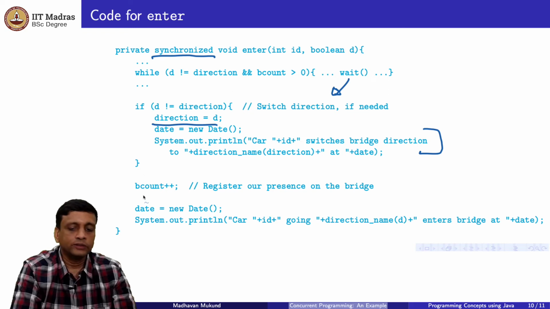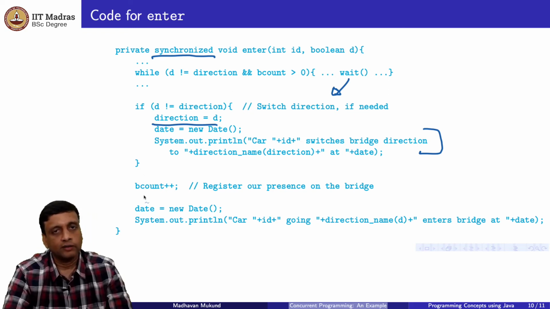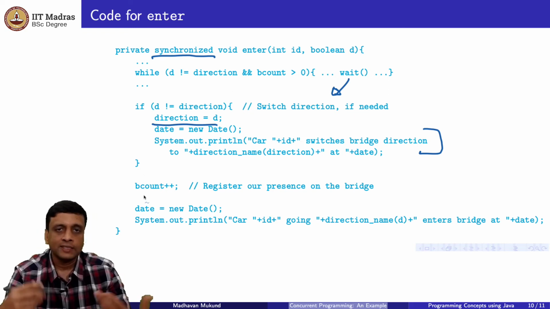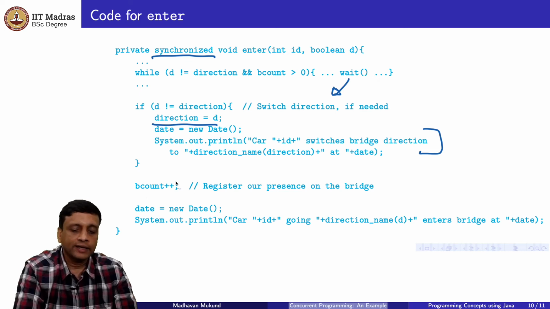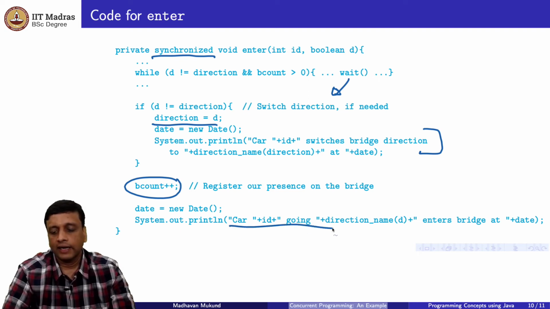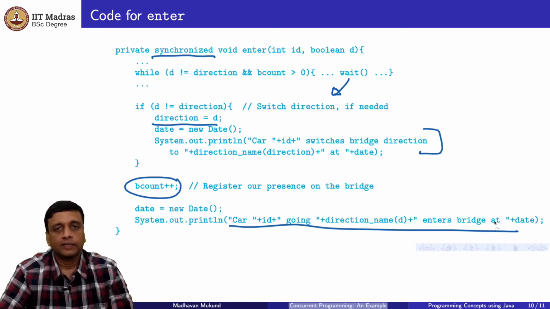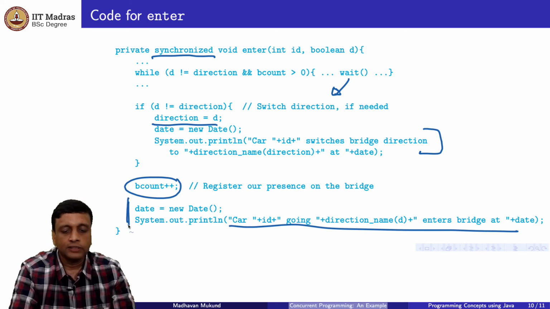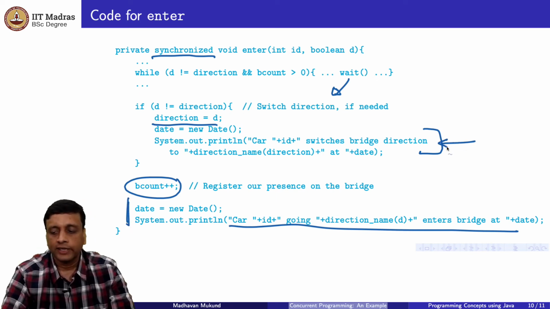And now, if the direction was not wrong, then I don't print out a message, because that means somebody else has already switched it. Then I increment the number of cars on the bridge to account for myself, and then I say I have entered. So every car that enters will print out this line. Only the car that switches the direction will print out this line.